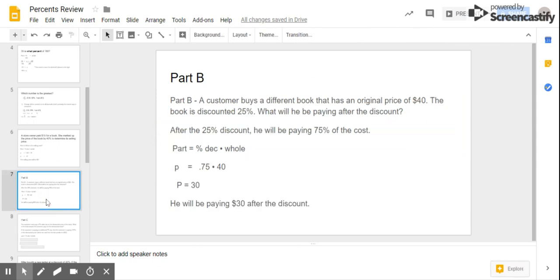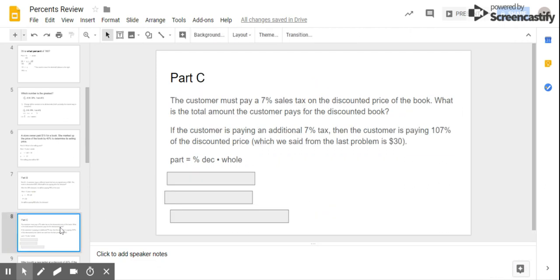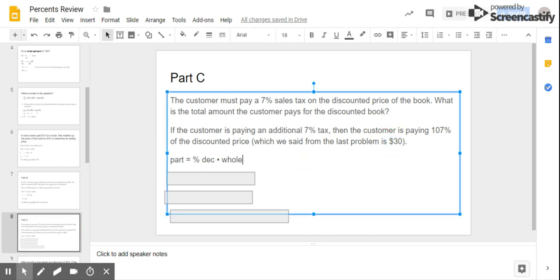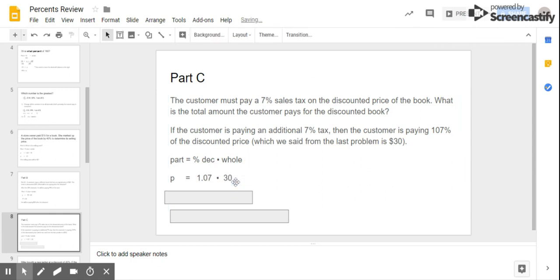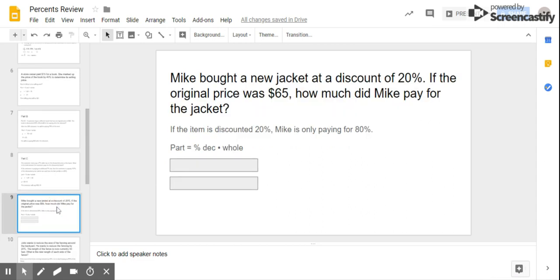All right, so in part B, we had a discounted price. We said that he's going to be paying $30. Now, he has to pay 7% tax on top of that $30. All right, so we're going to do part equals percent as a decimal times your whole. So an additional 7% tax would be 1.07 times 30. And then once you multiply that, you get 32.10, which your customer will end up paying $32.10.